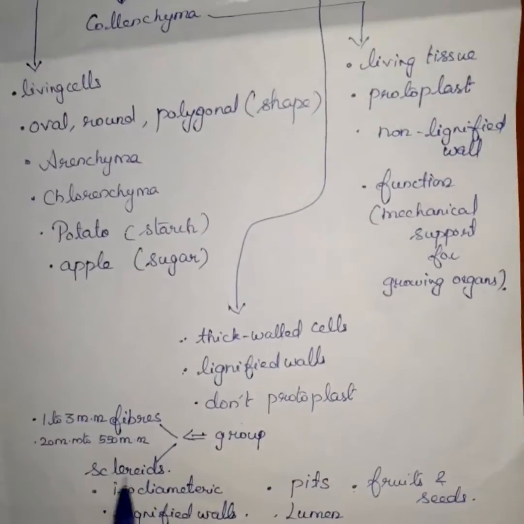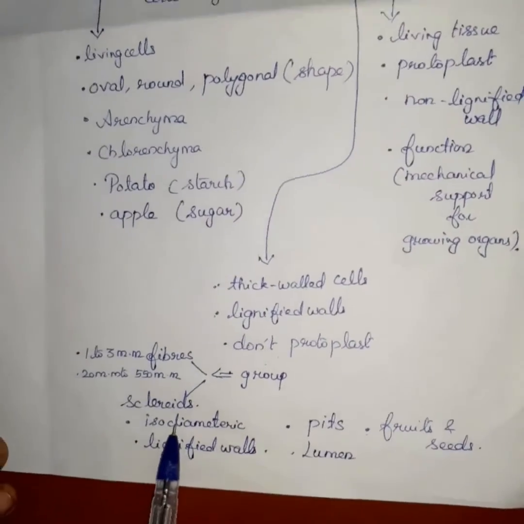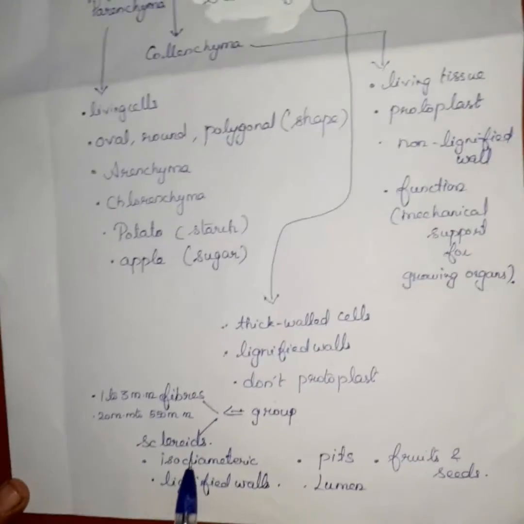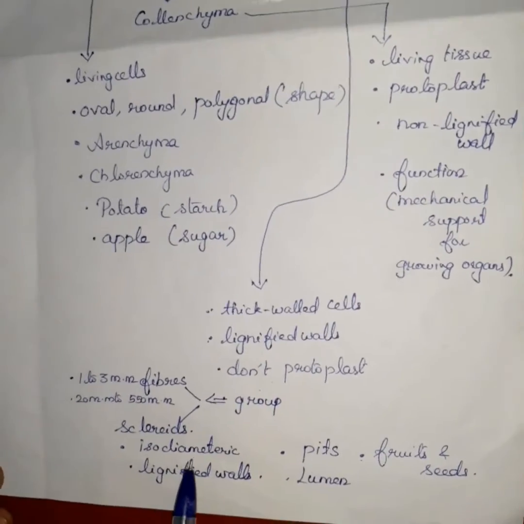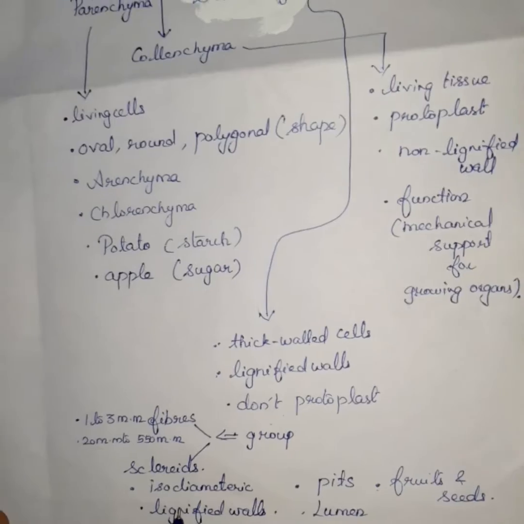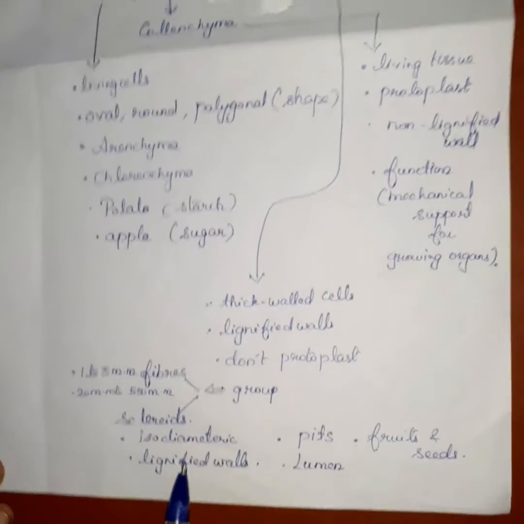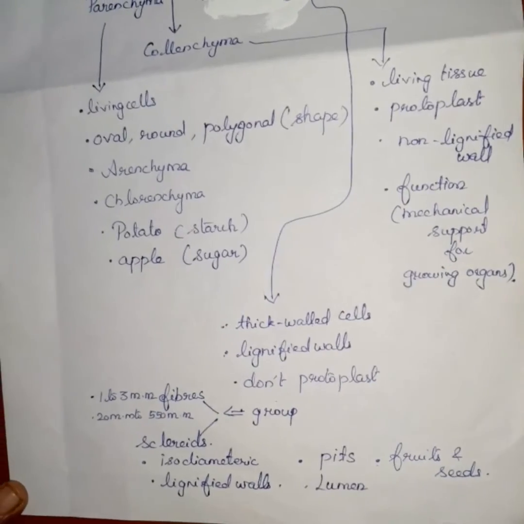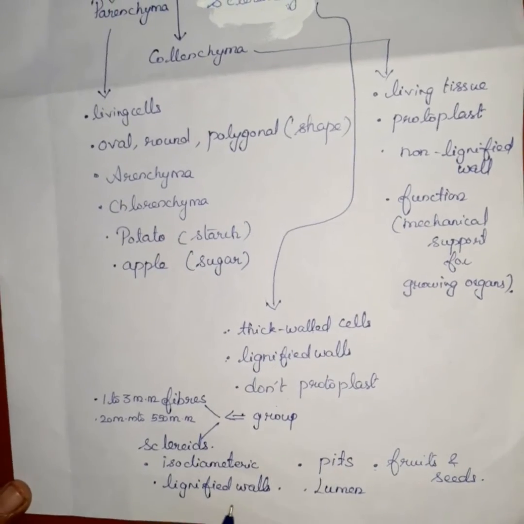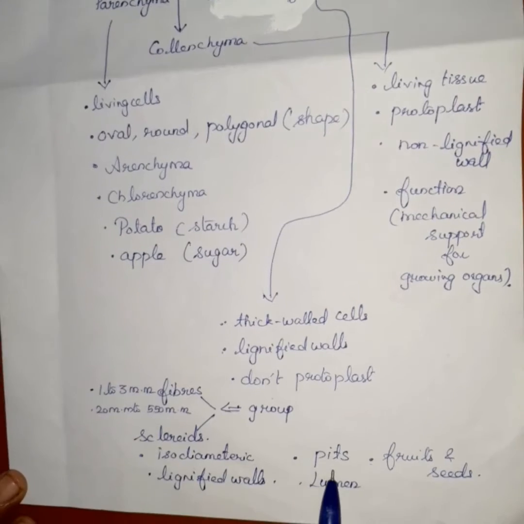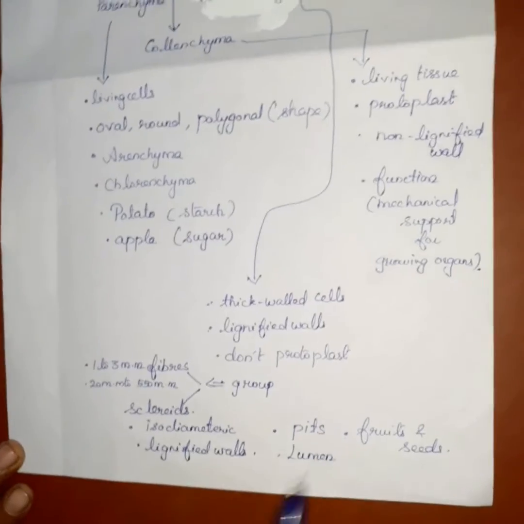Next we are going to study sclereids. Sclereid cells are broad cells of irregular shape. Sclereids are isodiametric. Isodiametric means having the same dimension. They also have lignified walls. Pits are seen along the walls.